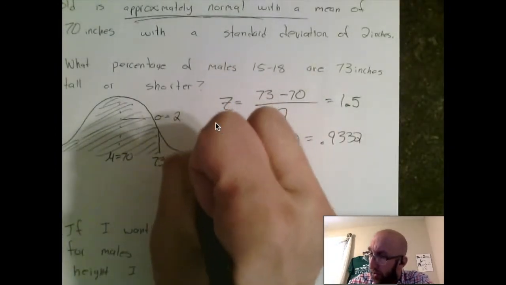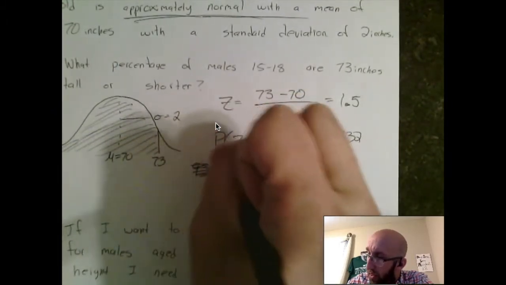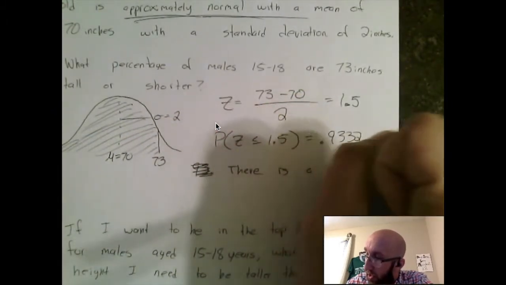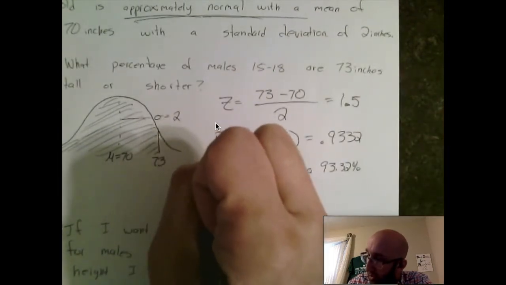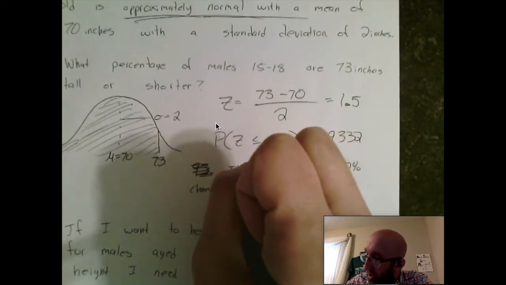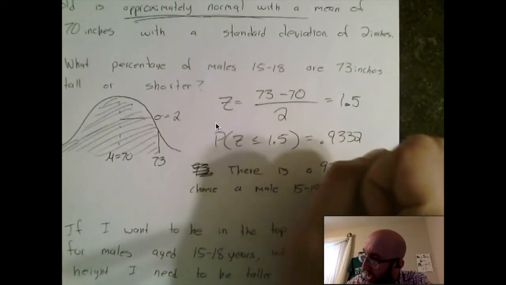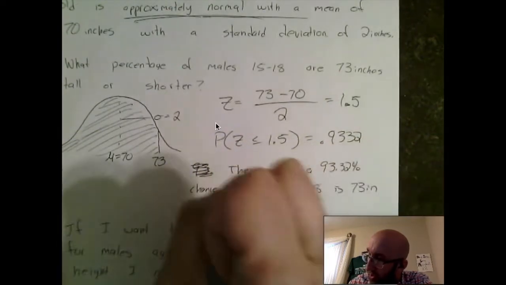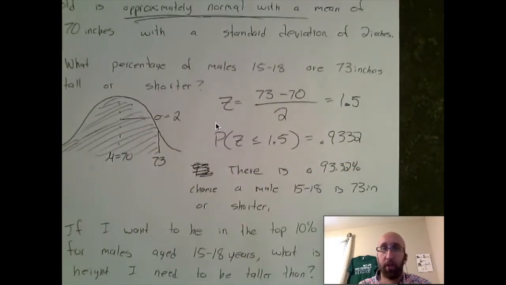So a little bit of context. I'm going to answer my question, which is, there is a 93.32% chance a male 15 to 18 is 73 inches or shorter, or some sort of resemblance of that. Because they asked what percentage of males 15 to 18 are 73 inches or shorter. Well, 93.32% of males 15 to 18 are 73 inches or shorter.